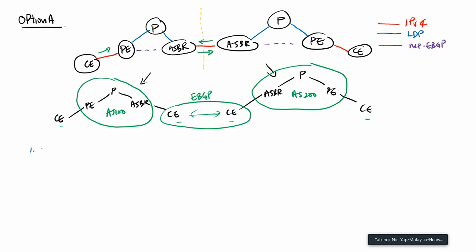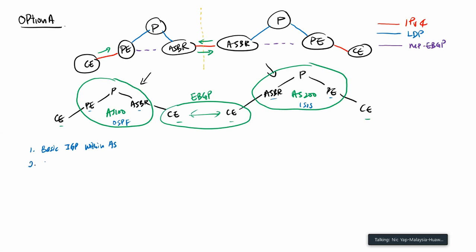So step number one, they must have a basic IGP within the AS. Over here, you can run OSPF, and the other side is running ISIS. It doesn't matter. As long as these two have the IGP connected, make sure that the PE can go to the ASBR and the ASBR can go to the PE. That's good enough already. That is the first requirement, the basic IGP.